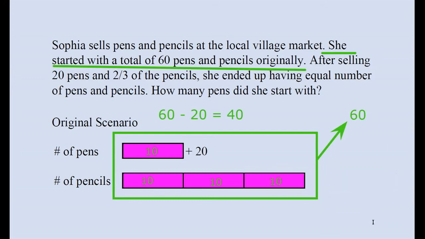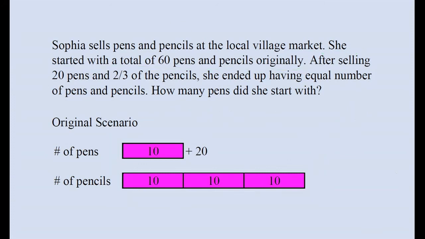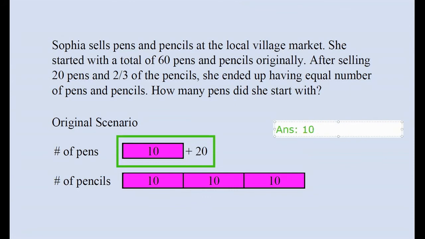Now, that's the explanation, and we already have the answer. We can see it on the screen, but I'm going to take you to the next slide. So what I have here is basically the previous slide with the distractions removed. And now the final part of the question says, how many pens did she start with? My answer would be 10 plus 20, which turns out to be 30. That's my final answer.